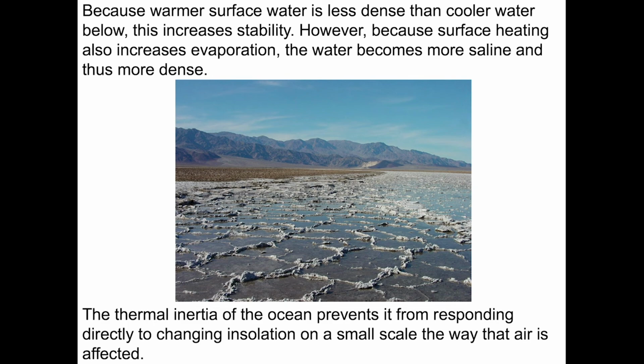The thermal inertia of the ocean prevents it from responding directly to changing insolation on a small scale, the way that air is affected. So here we have a playa, an extreme evaporative environment. And you can see that the evaporation has proceeded to a point where salt crystals are forming in the water or adjacent to these pools of water. If left alone, this would all turn into a solid beach of salt at some point. Well, it looks like fairly soon.